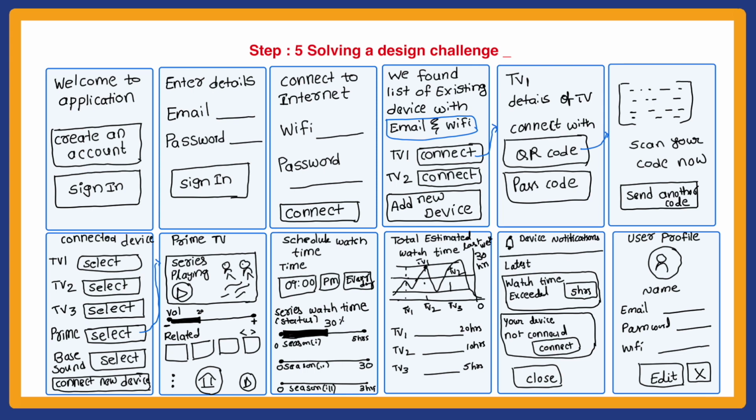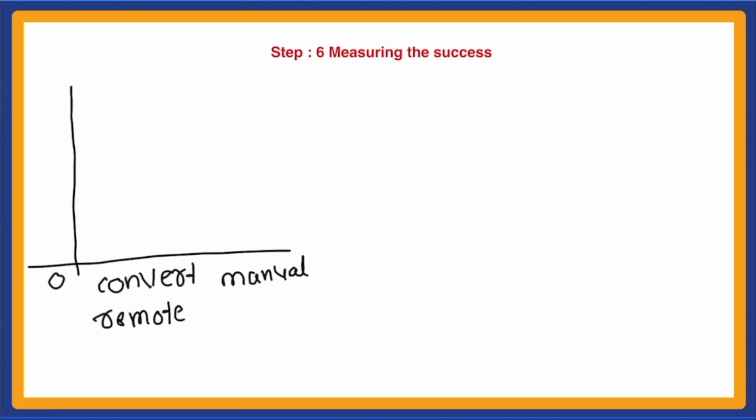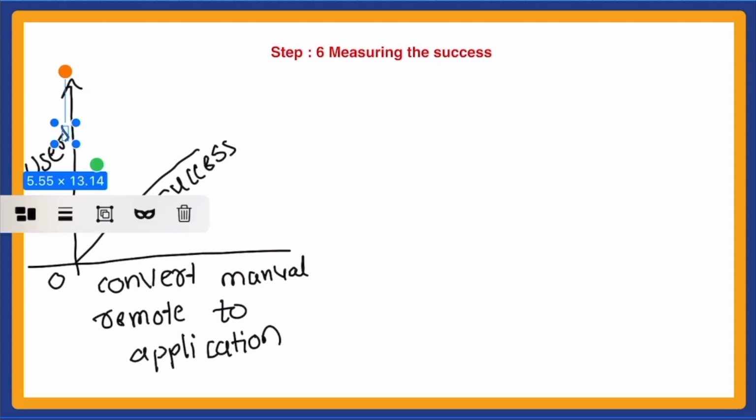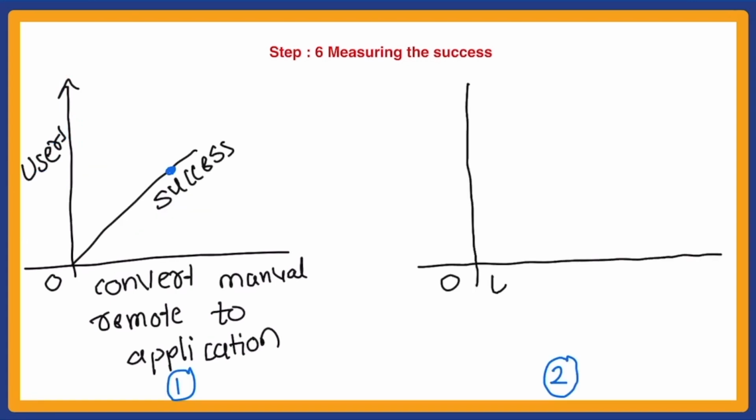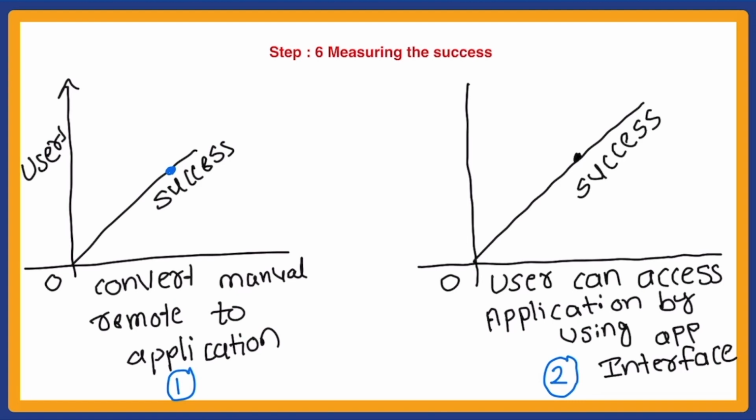So this is how I solved this design challenge. Now I am going to work on measuring the success of this application. In my mind I have two important points regarding measuring the success of this application. The first one is the number of users converting from their manual remote to the application within a time limit. The second one is the number of users who easily access the device by viewing the application's interface.